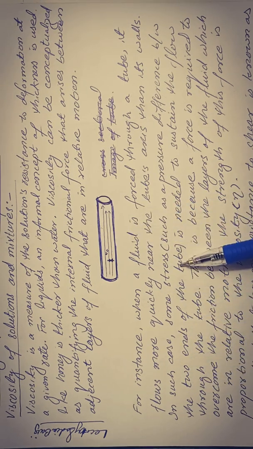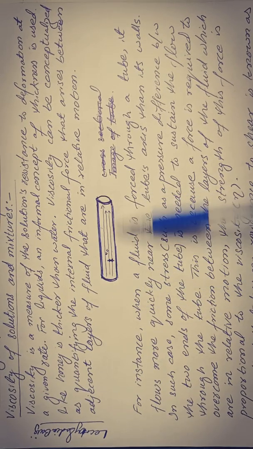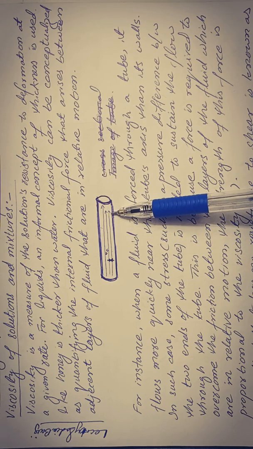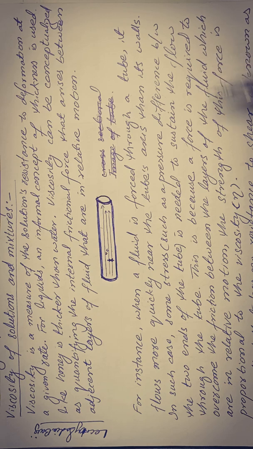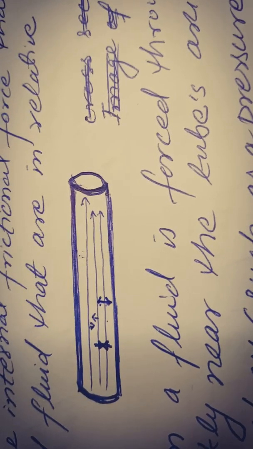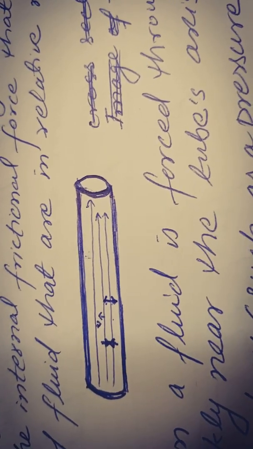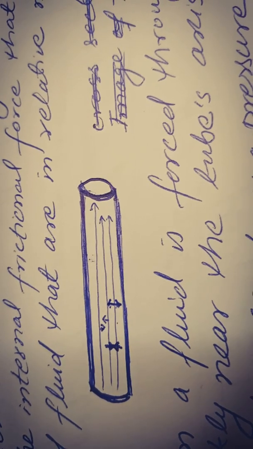In such a case, some stress such as a pressure difference between the two ends of the tube is needed to sustain the flow through the tube. So it means that there should be a pressure difference between the two ends of the tube so that this fluid can continue to pass through it. This is because a force is required to overcome the friction between the layers of the fluid which are in relative motion. The strength of this force is proportional to the viscosity. Here the smaller arrows show the direction of the frictional force as compared to the horizontal vectors, which show the flow of the liquid.